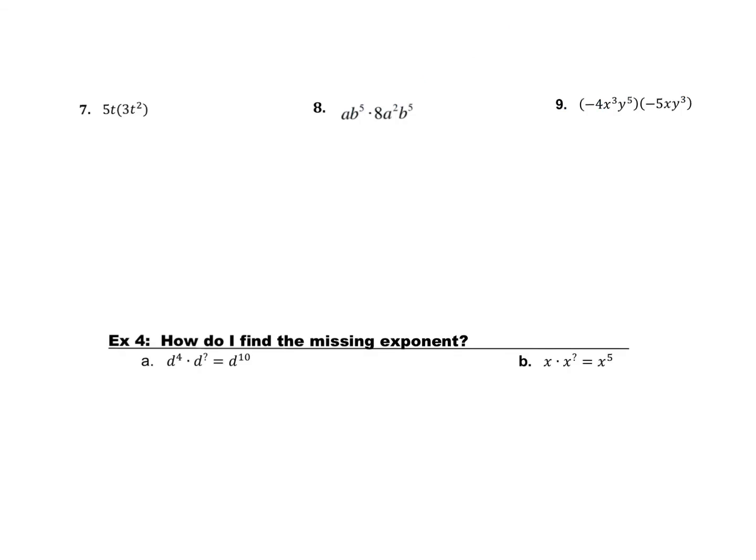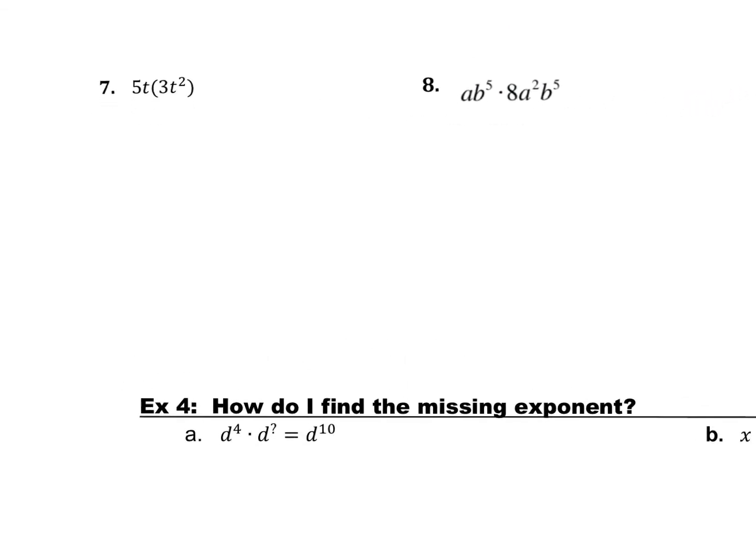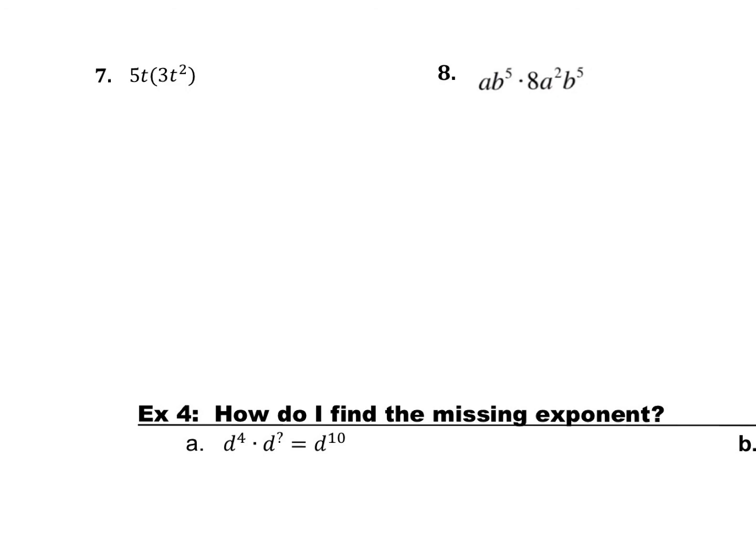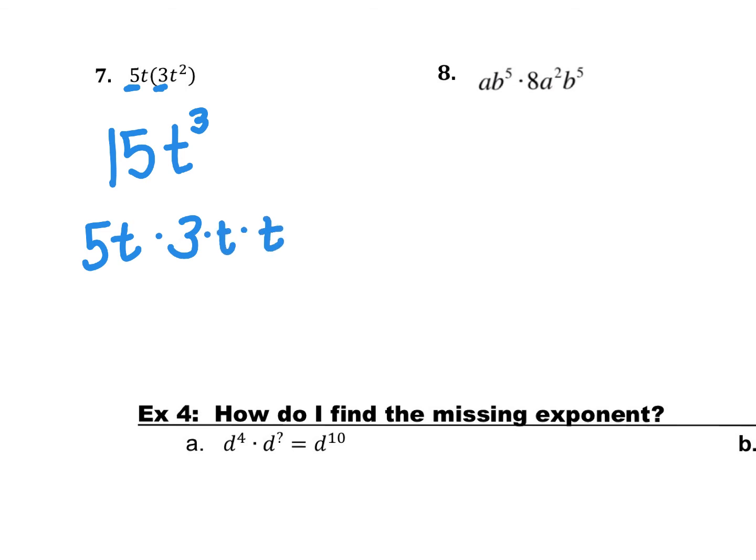Okay. All right, so for this problem, it is multiplication. So since these are just normal numbers, I can multiply those. 5 times 3 is 15. And then to multiply the t's, I actually just add the exponents. Because this problem, if I stretched it all out, it means 5t times 3 times t times t, because that's t squared. And so you can see we'd get 15 and then t to the 3rd.